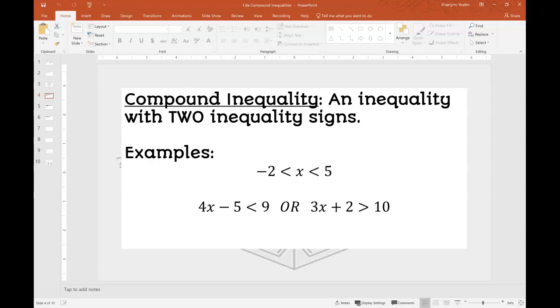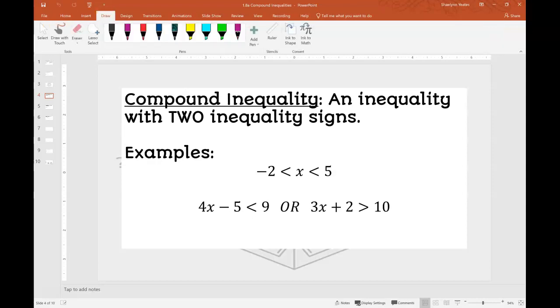So for an example, we've got -2 is less than x is less than 5. This would be like a little section of a graph that would look like this, with this on -2 and this on 5. On "or," we would have two inequalities here. So this would end up being a graph that looks like this, with a space in between them. "Or" means one or the other, and "and" means both.